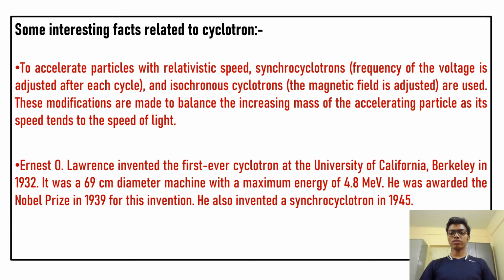Some interesting facts related to cyclotrons. To accelerate particles with relativistic speed, synchrocyclotrons and isochronous cyclotrons are used. These modifications are made to balance the increasing mass of the accelerating particle as its speed tends to the speed of light. Ernest O. Lawrence invented the first ever cyclotron at the University of California, Berkeley in 1932. It was a 69 cm diameter machine with a maximum energy of 4.8 mega electron volts. He was awarded the Nobel Prize in 1939 for this invention. He also invented synchrocyclotron in 1945.